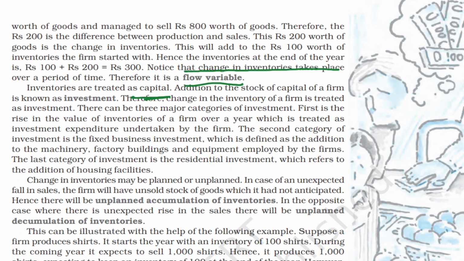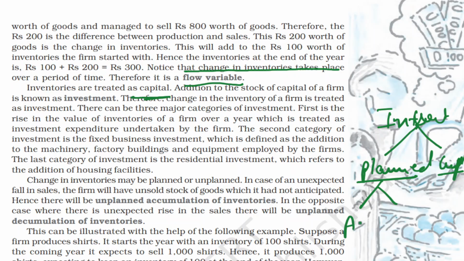Now, inventories are of two types. They can be planned and unplanned, right? Planned and unplanned, two types of inventories can be there, and planned inventories can be accumulated or deaccumulated, and unplanned also can be accumulated as well as deaccumulated, right? So we have unplanned accumulation of inventories and unplanned deaccumulation of inventories. First we'll study the unplanned one, then we'll study the planned one.